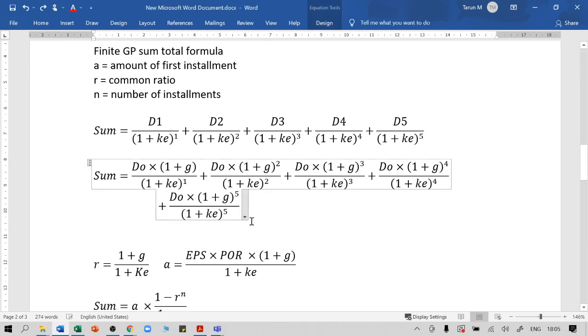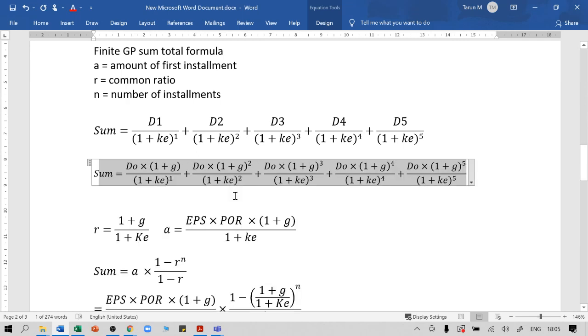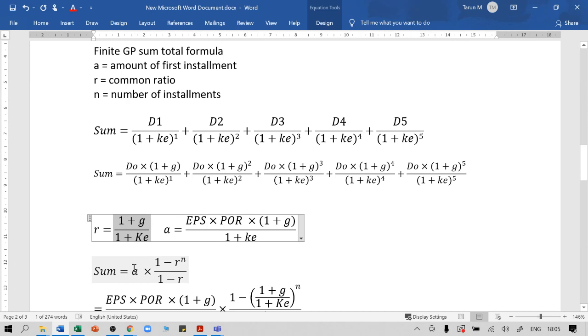So that is what I'm saying. Now look at this. This is a geometric progression where the common ratio is 1 plus G divided by 1 plus K. And the first term is this. And here D0 is nothing but EPS multiplied by payout ratio.